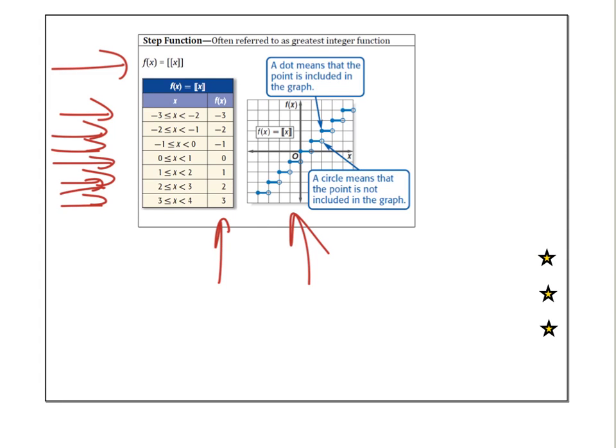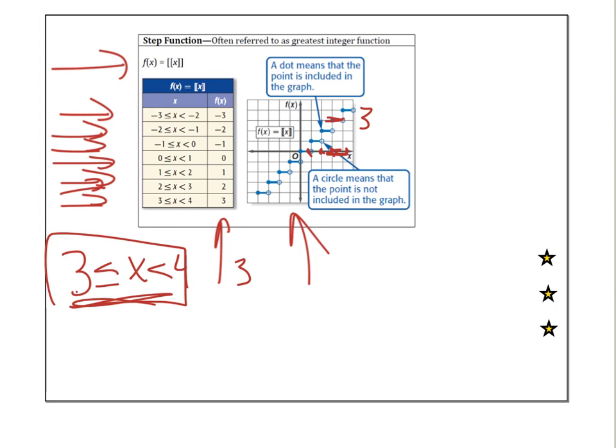So how does this relate? Well, let's look at this one. 3 is less than or equal to x is less than or equal to 4, and that means that the value is going to be 3. So if I go between 3 and 4, so 1, 2, 3, 4, between here and here, it's going to be up at 3. So 3 is that value there. But now notice how it's written: 3 is less than or equal to x. That means that I'm going to have a solid dot first, because once I hit 3, I'm at 3. So that's what that's going to look like.